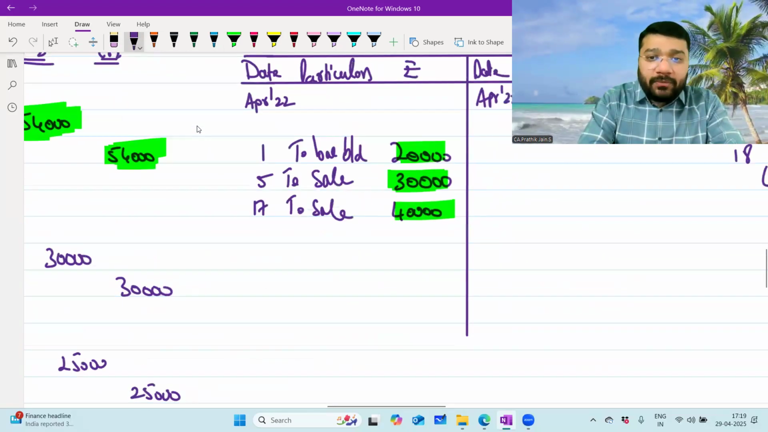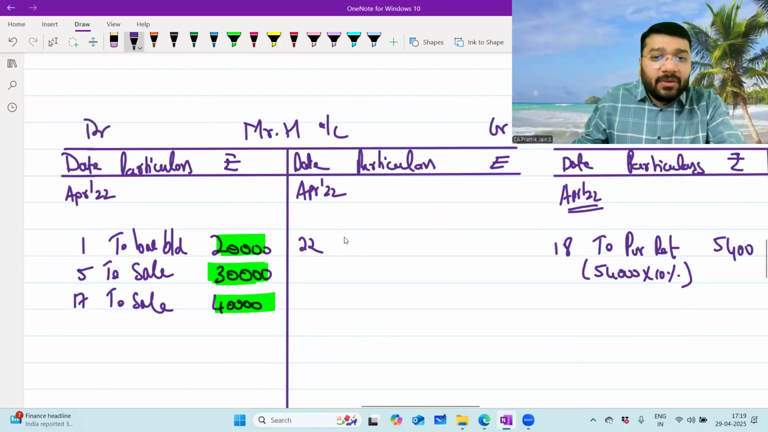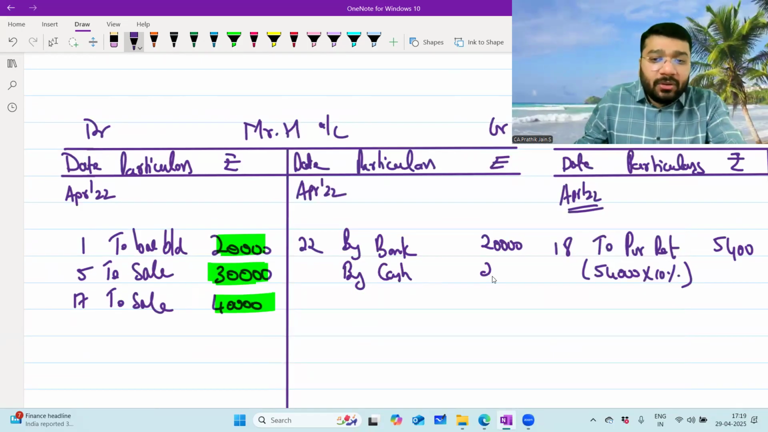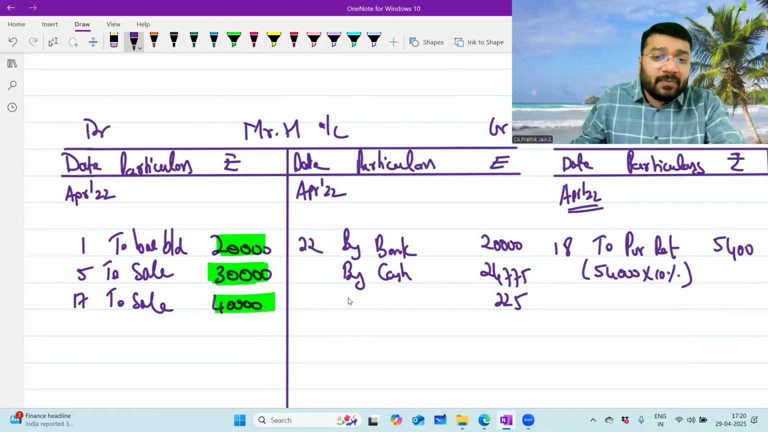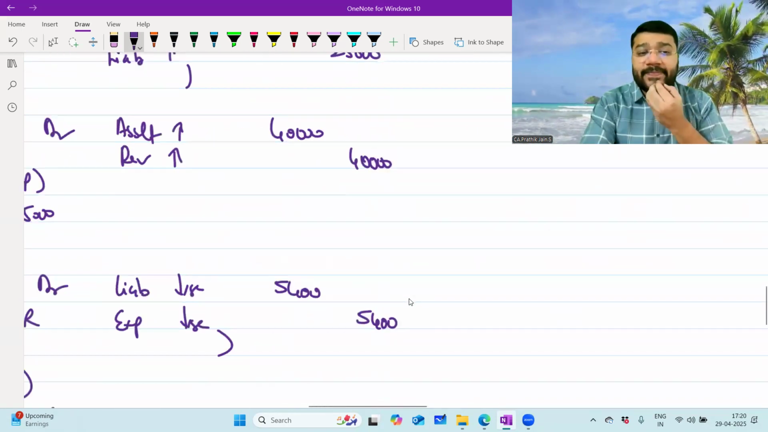So go to H account. By bank. 22nd April, correct? So by bank, 20,000. By cash 24,775 and then 225, is it? By discount allowed. Can you get DA income in exam? No. By discount allowed.